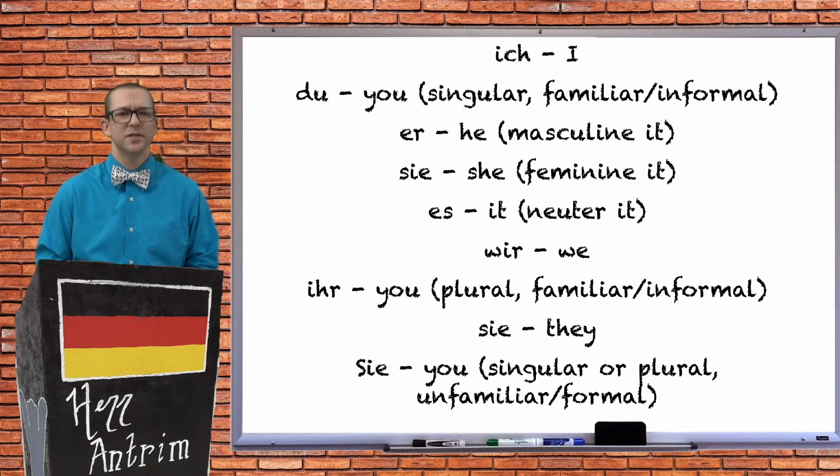The full list of German subject pronouns looks like this. Ich means I. Du is you, singular, familiar or informal. Er means he or the masculine it. Sie means she or the feminine it. Es is it and is neuter. Wir means we. Ihr is you, but this time plural and familiar or informal. Sie means they. And the last Sie means you, which is singular or plural, and it's unfamiliar or formal.